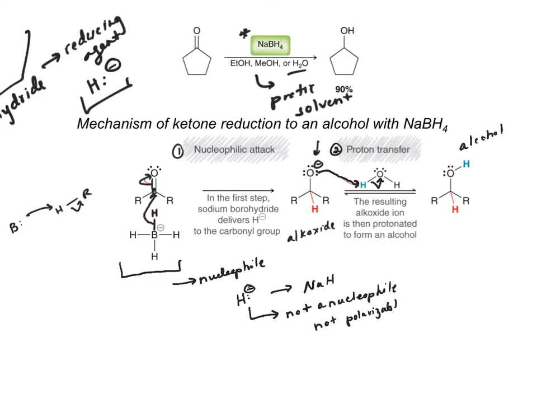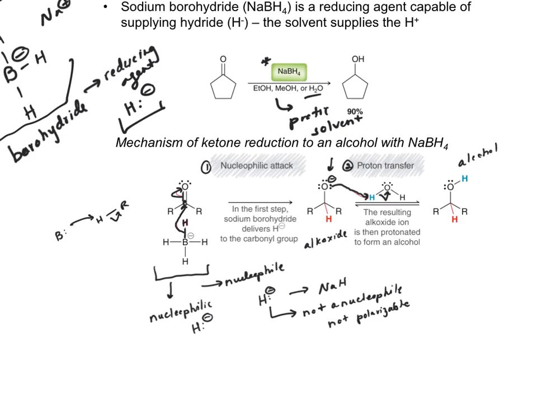And because it's not polarizable, it does not make it a very strong nucleophile. So this is why we have to use things like borohydride, because this is essentially our source of nucleophilic hydride.